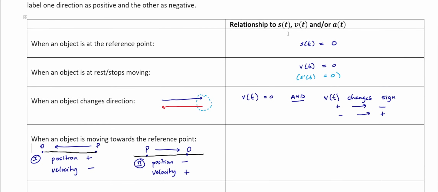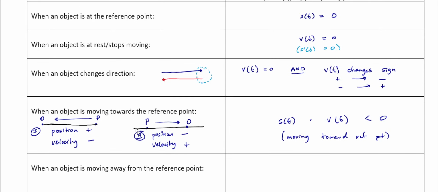So when we look at our relationship between s(t) and v(t), when an object is moving towards the reference point, what is that relationship between s(t) and v(t)? Well, that relationship would be as follows. s(t) times v(t) would have to yield a negative number if it's moving towards the reference point. Let's explain that again.